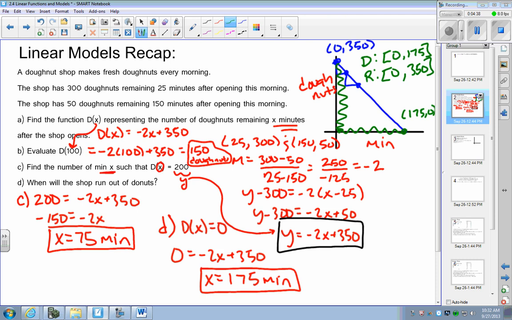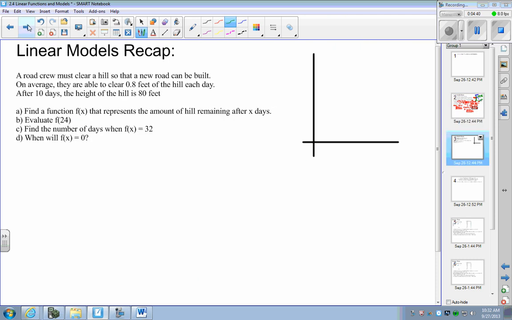Now, next one. Same idea, a little bit different scenario as far as what they give you. So a road crew's got to clear a hill so that a new road can be built. On average, we've seen that before, they're able to clear 0.8 feet of the hill each day. After 10 days, the height of the hill is 80 feet.